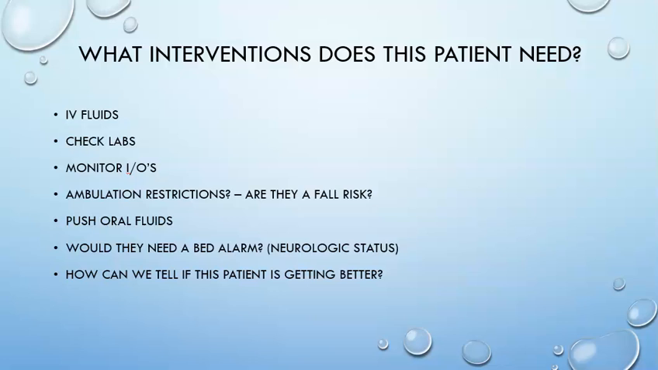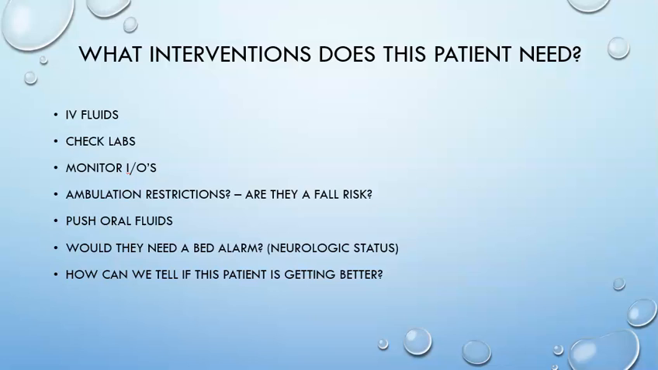We'll be monitoring strict I's and O's. We need to consider if they are a fall risk, and do they need ambulation restrictions? Do they need the fall pad next to the bed, or do they need the pad that's in the bed that if they move off, it will alarm? Or are they able to get up and walk to the bathroom independently or with a standby assist?